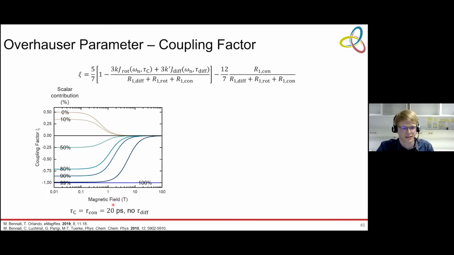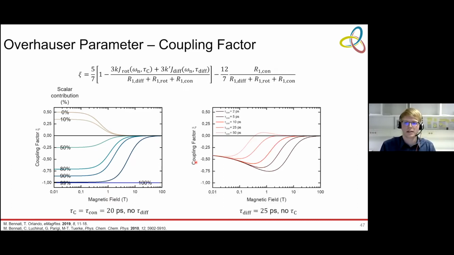However, this picture is a bit problematic, because I already showed you that the tau con can be much shorter than this. So we can actually use the same equation and plot it a bit differently. What you see now is that we used a diffusion of 25 picoseconds. We skip the rotation this time, and we plot different contact contributions. You can actually see that for rather short contact times, which are not unrealistic, we can still observe sizable coupling factors at magnetic fields higher than 10 Tesla, for instance.